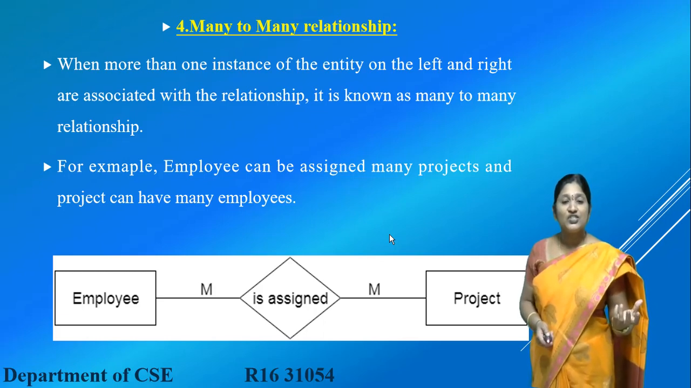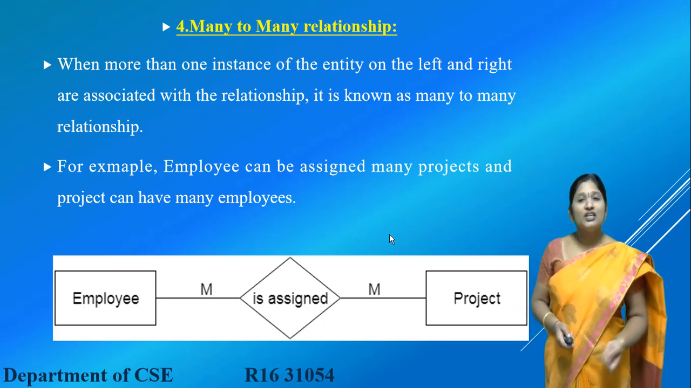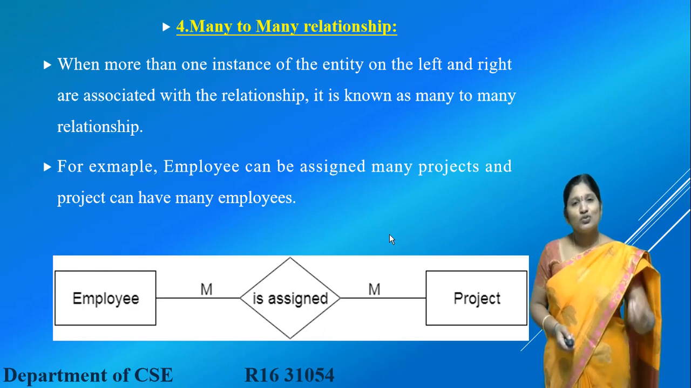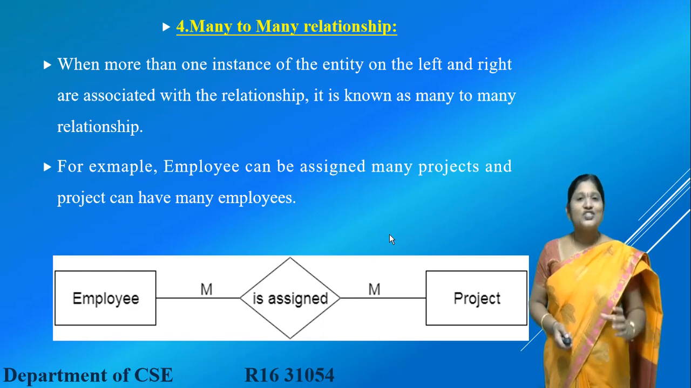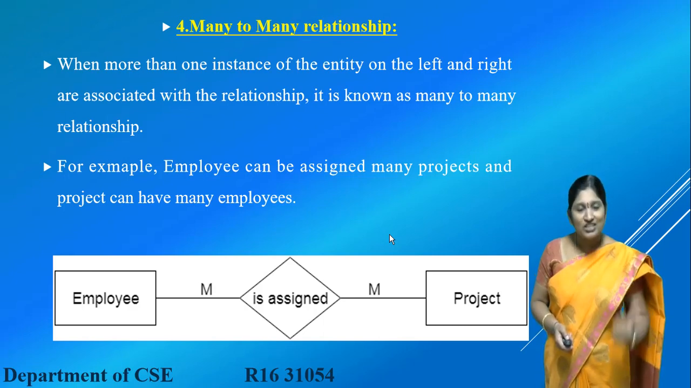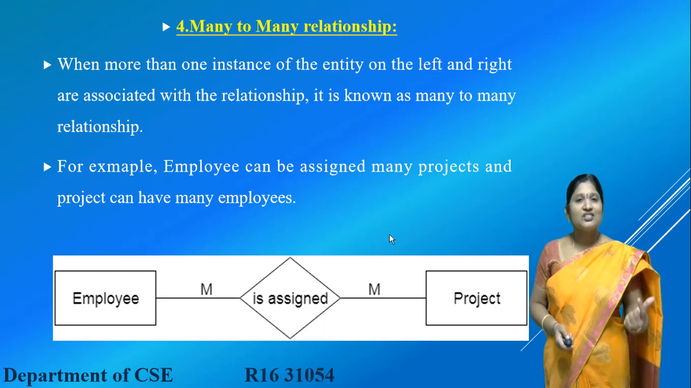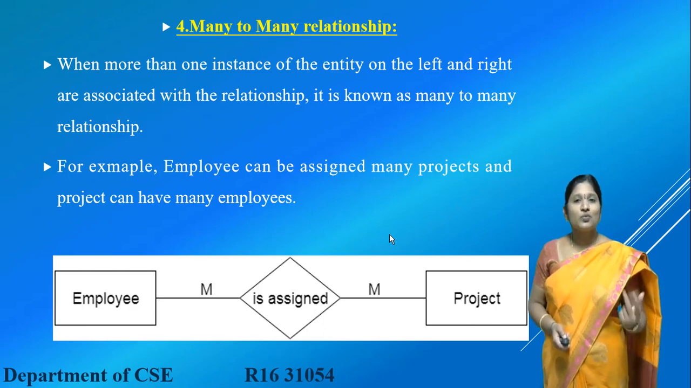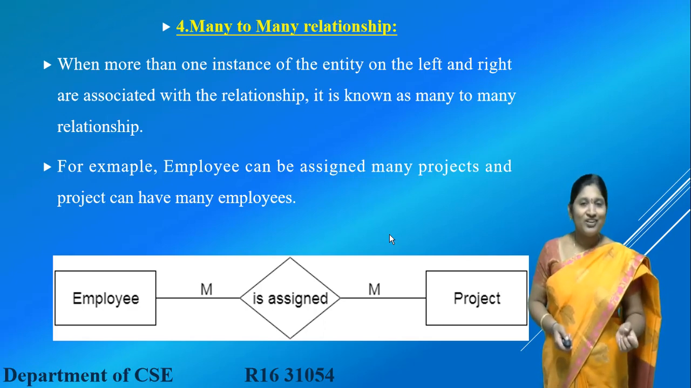So what is the type of relationship? Many-to-many relationship. So these are the four categories of relationships that are nothing but one-to-one, one-to-many, many-to-one, and many-to-many relationships. So far in this video we have covered the introduction to ER model, that is what is an entity, what is an entity set, what is a relationship, what is a relationship set, and the types of relationships that can occur among the entities.